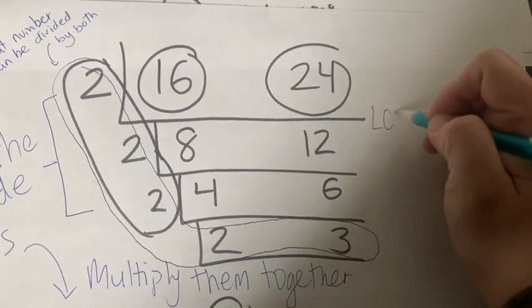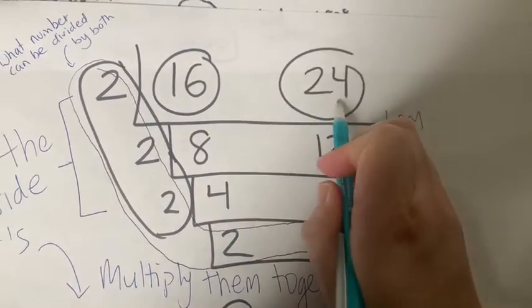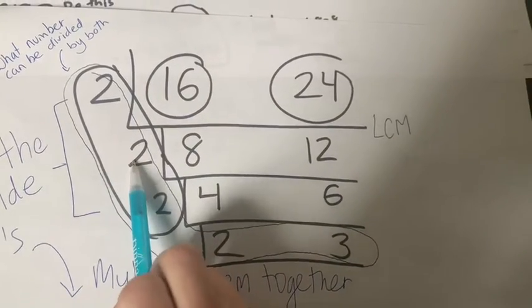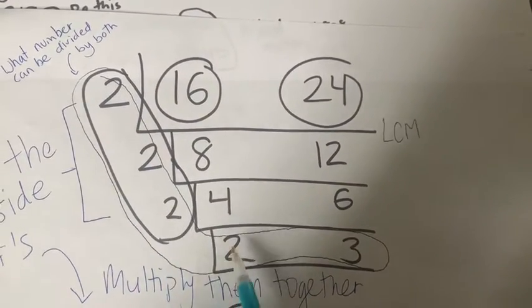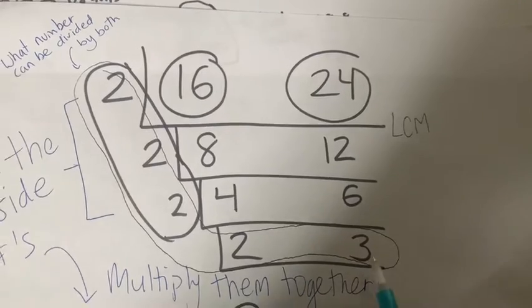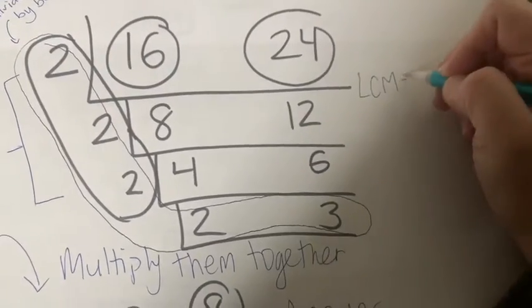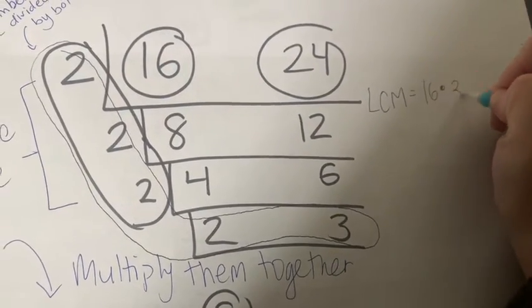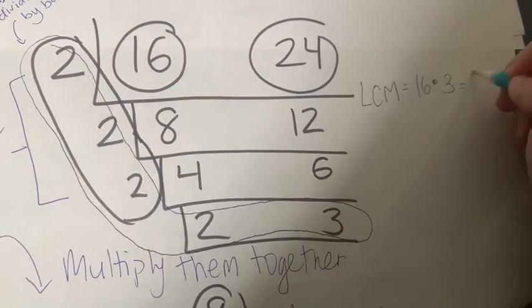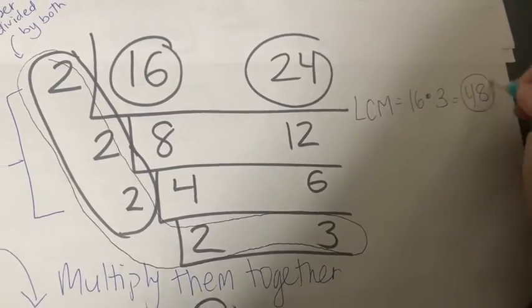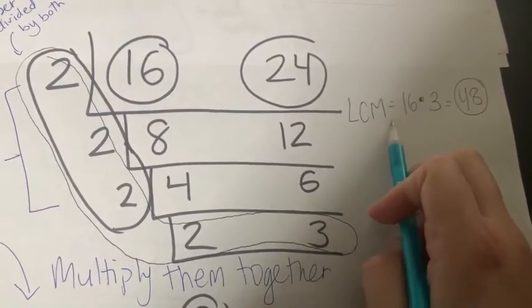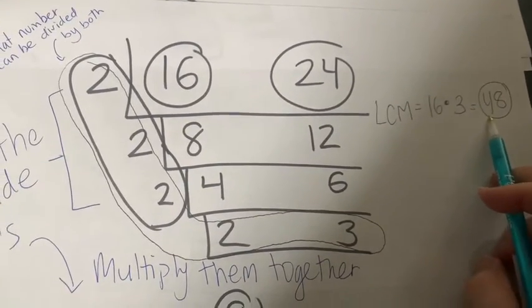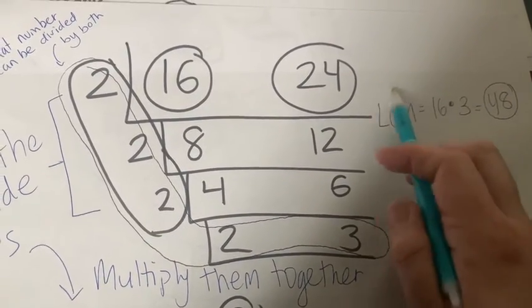So the LCM for this example, 16 versus 24, would be 2 times 2, which is 4, times 2, which is 8, times 2 is 16, 16 times 3. So 16 times 3 would be 48. The LCM, least common multiple, would be 48. So let me actually go over LCM some more.